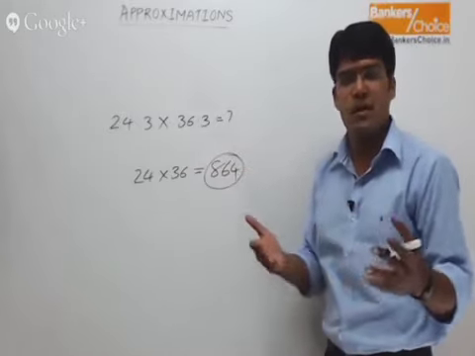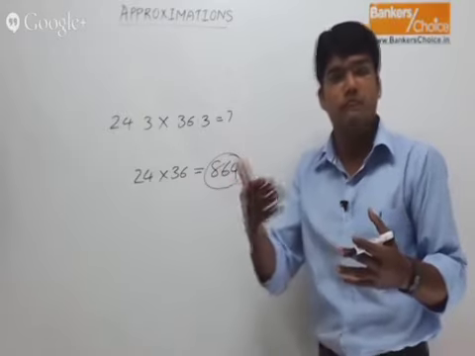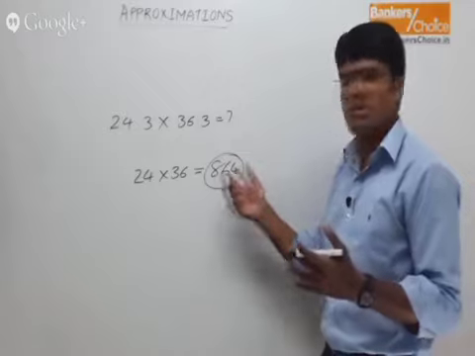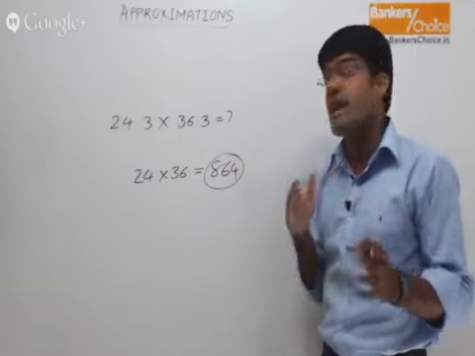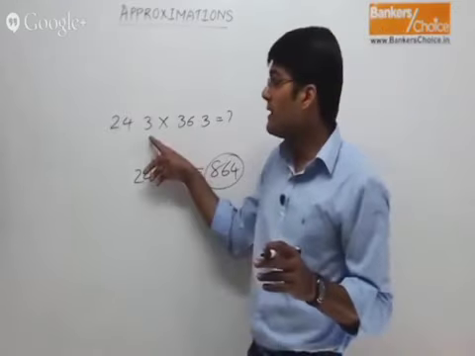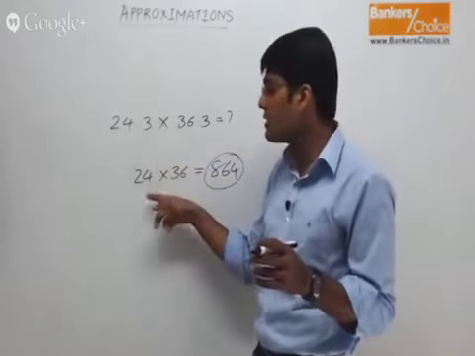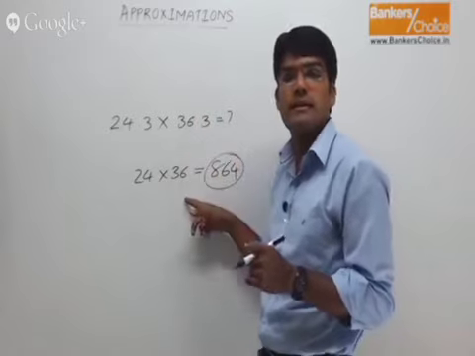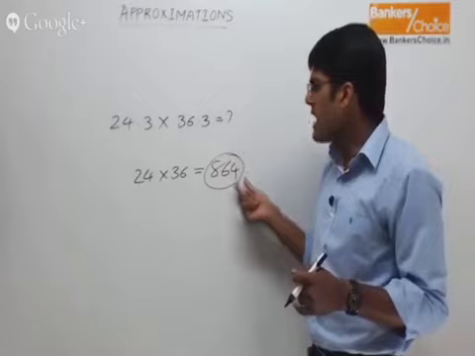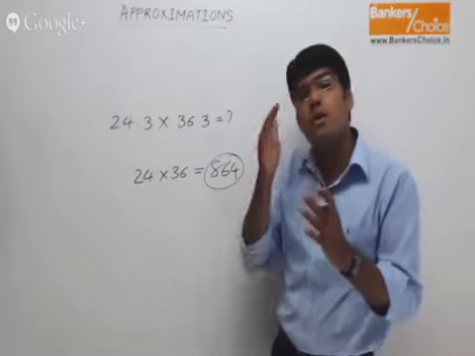Based on the options again. If the options are close, you'll have to go for the precise calculation. If the options are not too close, then whichever is close to 864 can be taken as answer. Obviously, the answer should be more than 864. Why does it have to be more than 864? Because the actual values are more. 24.3 is more than 24. 36.3 is more than 36. So when we multiply two larger values, obviously the product will also be larger. So answer has to be more than 864. So that's the first thought that you get.